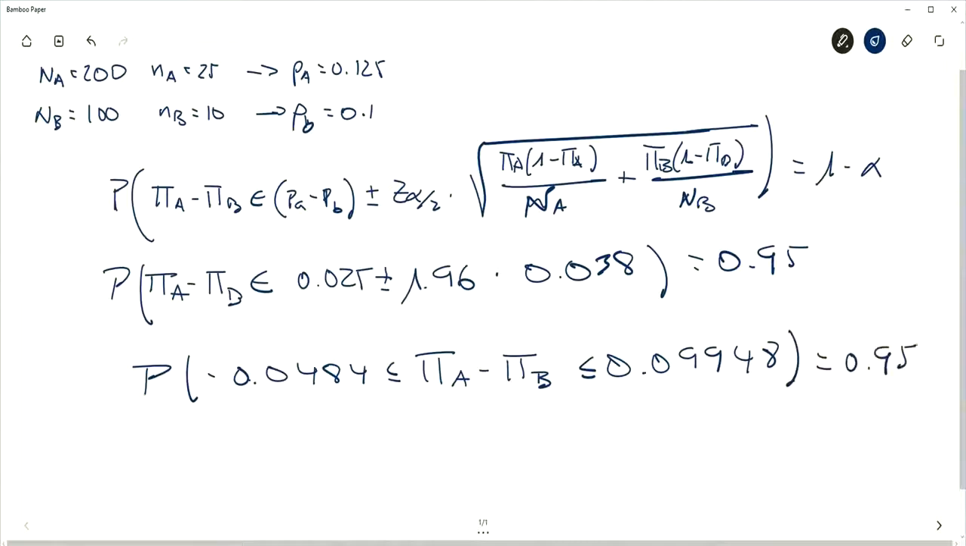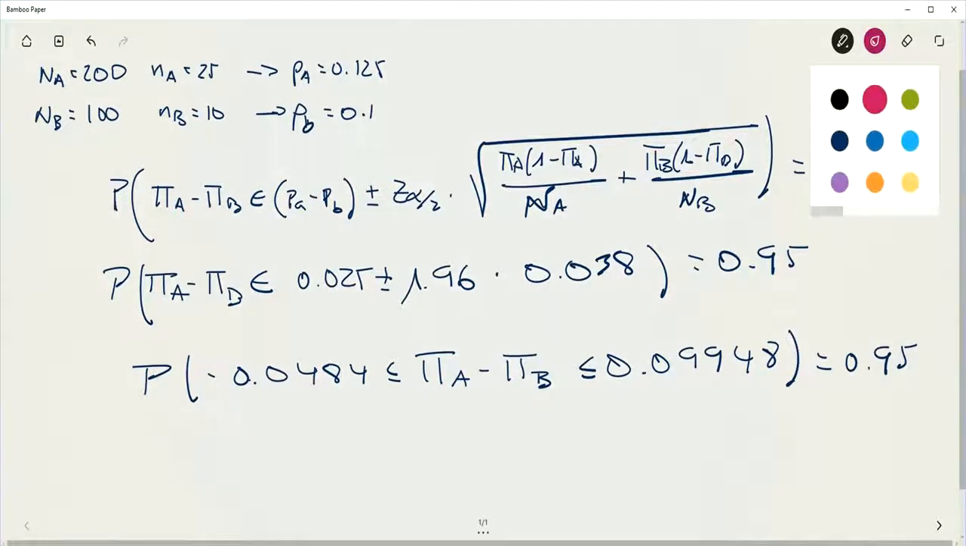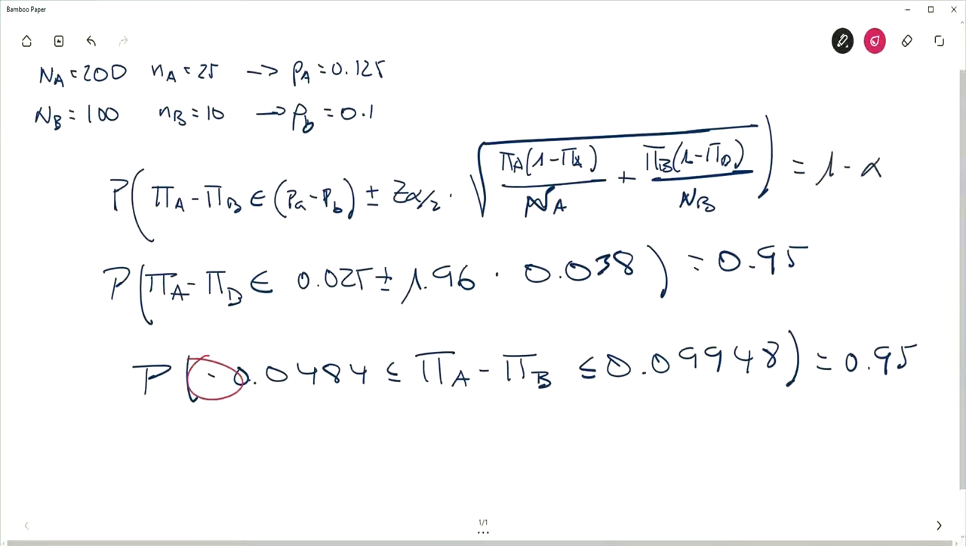So the final interval will be: the lower bound minus 0.0484, and the upper bound 0.09948. As the lower bound is negative and the upper bound is positive, we cannot be sure with a 90% probability that one of the methodologies is going to be better than the other.